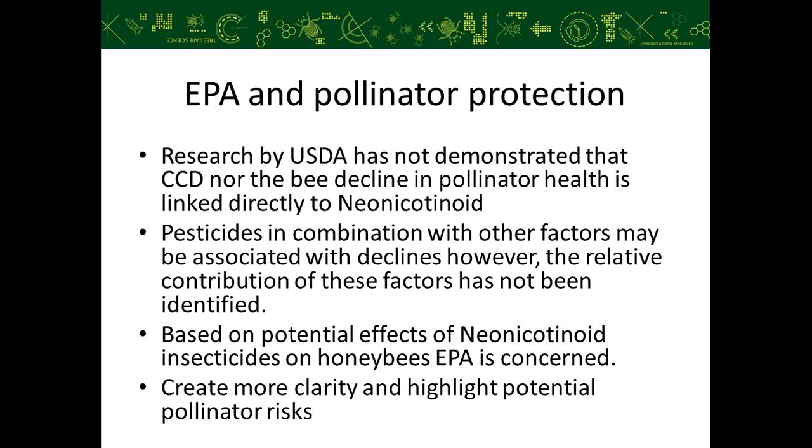One thing to be clear is that EPA stated that research by USDA has not demonstrated that colony collapse disorder nor the bee decline in pollinator health is linked directly to neonicotinoids. And they state, based on some USDA data, that pesticides in combination with other factors may be associated with declines. However, the relative contribution of these factors has not been identified. And so EPA really isn't doing this solely because of colony collapse disorder or bee decline. It's more based on the potential effects and their concern of the neonicotinoid insecticides on honeybees. And so they wanted to create more clarity and highlight the potential pollinator risks and take a precautionary stance with applicators in response to the Oregon bee kill issue.